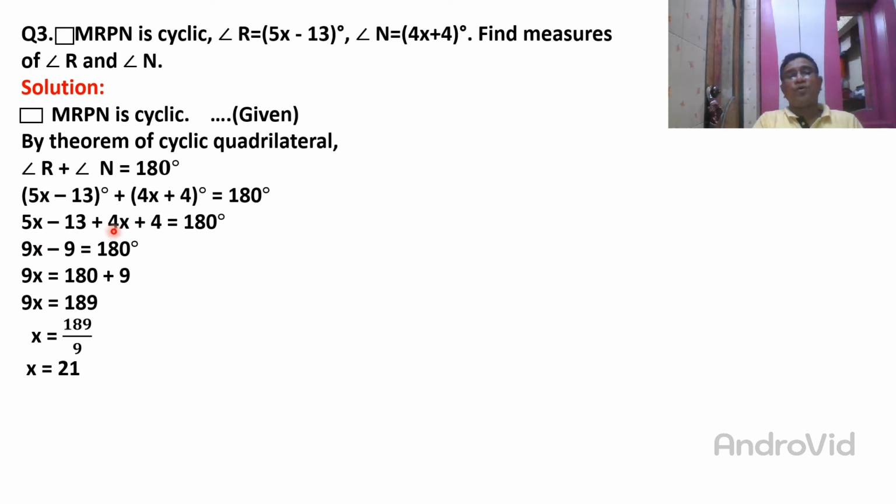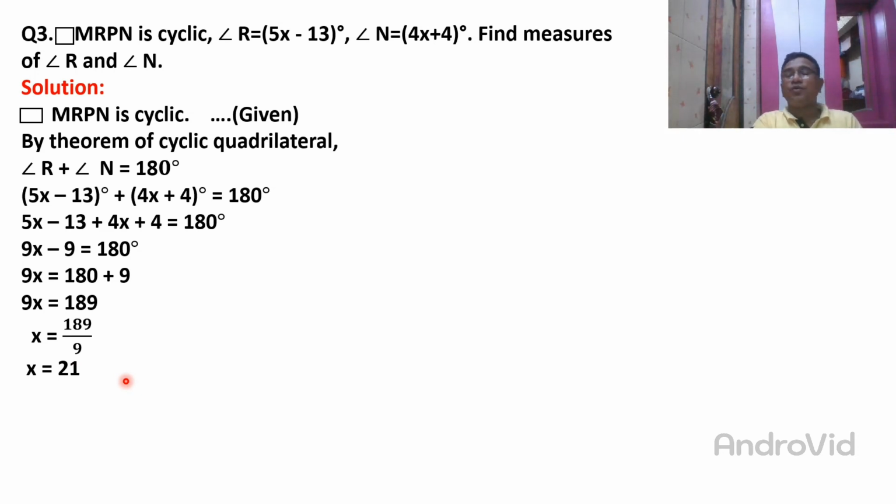5x and 4x, sum is 9x, so I write here 9x. 13 is negative, 4 is positive, the signs are not the same, so subtract. 13 minus 4, 9 remains. So 9x minus 9 is equal to 180 degrees. Minus 9 goes across, plus 9. So 9x is equal to 180 plus 9, which is 189. 9x is equal to 189. 9 is multiplied, so it goes across and divides. 9 twos are 18, 9 ones are 9, x is equal to 21.